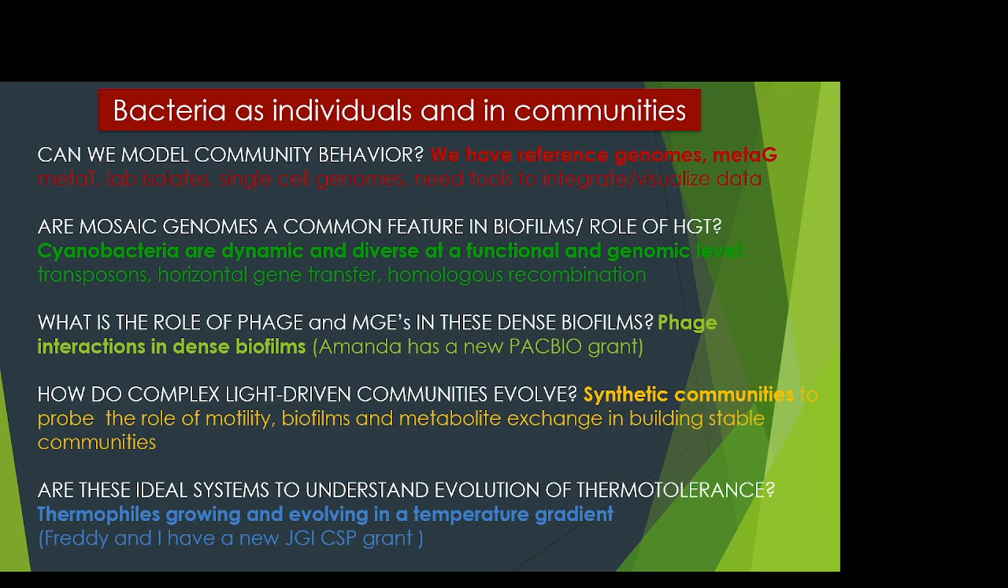So this is really all I told you about. I think I told you enough about this, but just to say, can we start to begin to model community behavior in this very particular system? How common are mosaic genomes? Are they really common or are they really uncommon? Are there really spurts of transposon activity and then it dies away? What's the role of phage and viruses? And to me, one of the most interesting questions is, how do these community systems evolve?